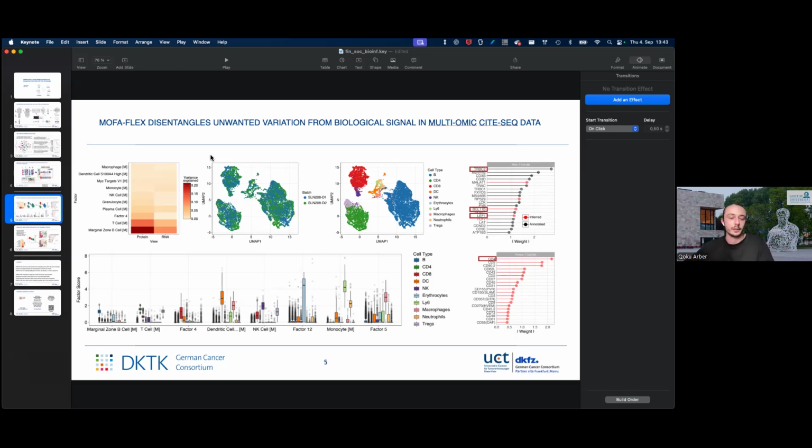And after removing those, then performing the UMAP computation on the latent space only from the biological pathways, you no longer see the batches, but you preserve the biological information coming from the cell types.